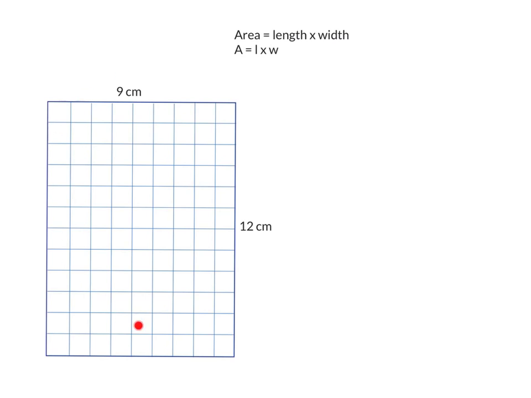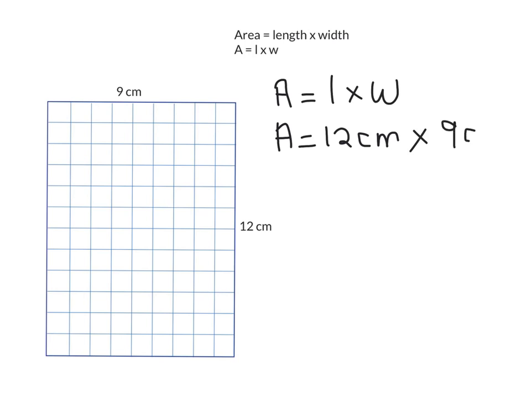So for a shape like this, I would use my measurements and plug them into my formula. I have 12 centimeters as my length, and I have 9 centimeters as my width. I'm going to start by writing down the formula. Area equals length times width. Then area equals, my length is 12 centimeters, so 12 centimeters times 9 centimeters.